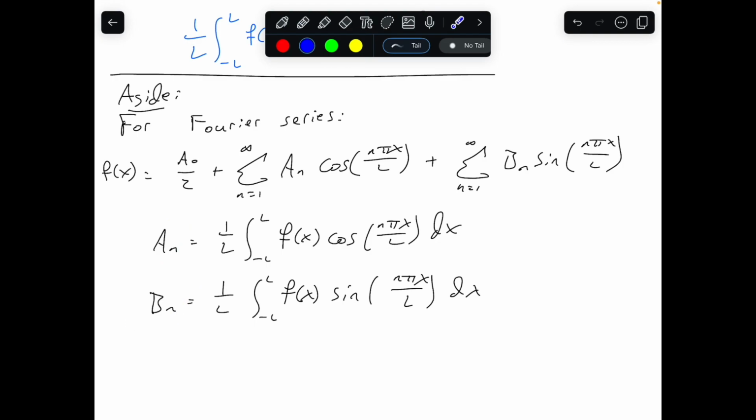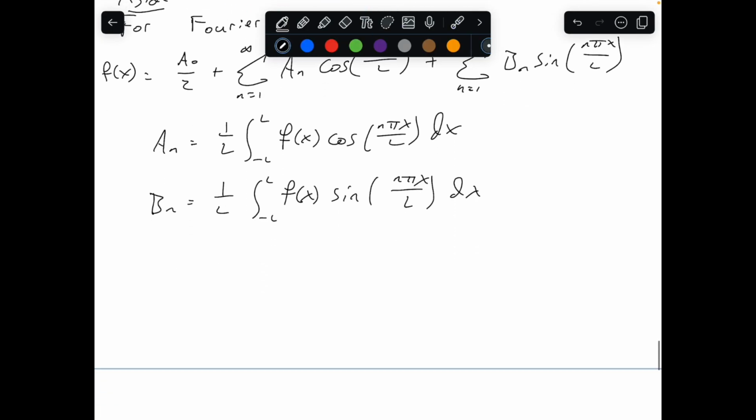So on one of the quizzes, a lot of people, I think one of the quizzes, the function was like f of x equals 3x or something like that.